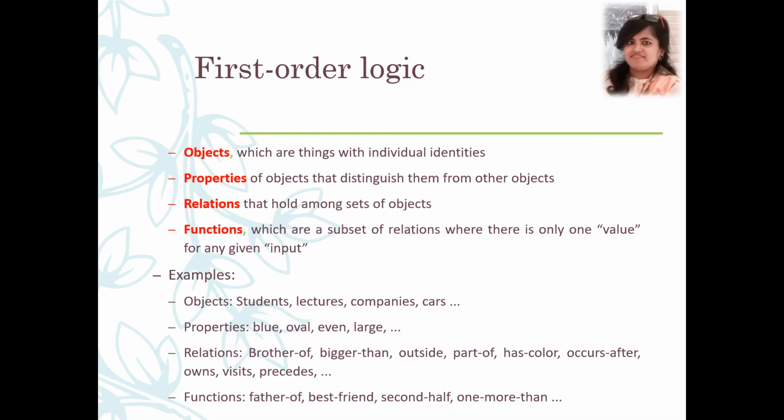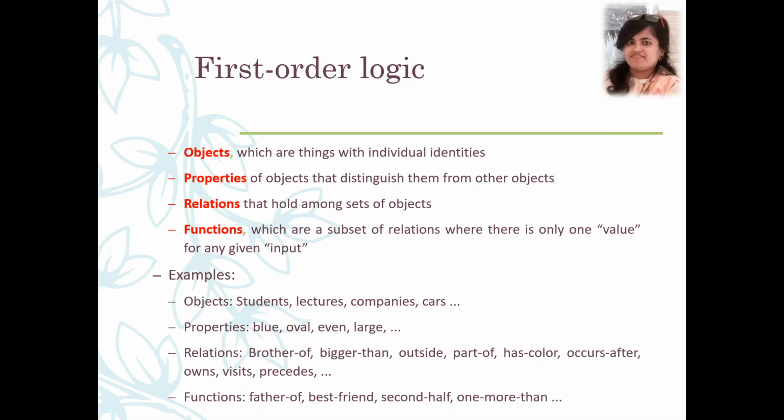Next, the properties. Properties of objects are those by which one particular object can be distinguished from another, like the color or the shape, for example blue, oval, even, large. By these we can segregate one object from the other.